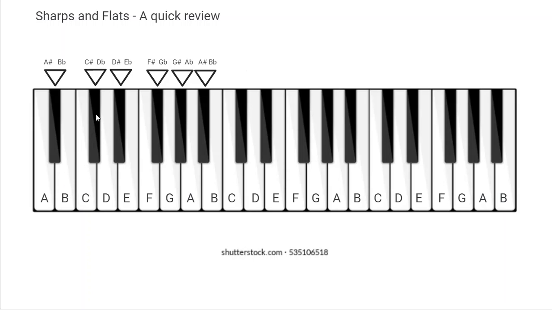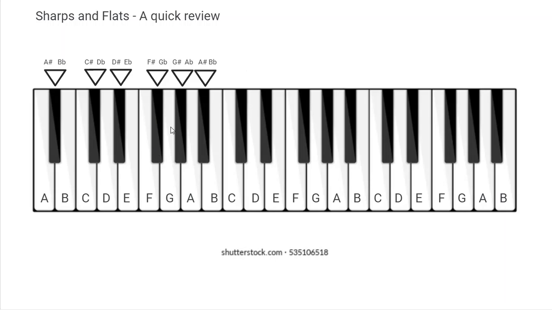Let's take a look at this black key. Going up, we would call it C sharp. Going down, we would call it D flat. So this one is either C sharp or D flat. Right here, going up is D sharp. Going down is E flat. So we would have either D sharp or E flat. Here, this black note right here, going from F, going up to it, we'd call it an F sharp. But if we're going from G, going down to it, it would be a G flat.